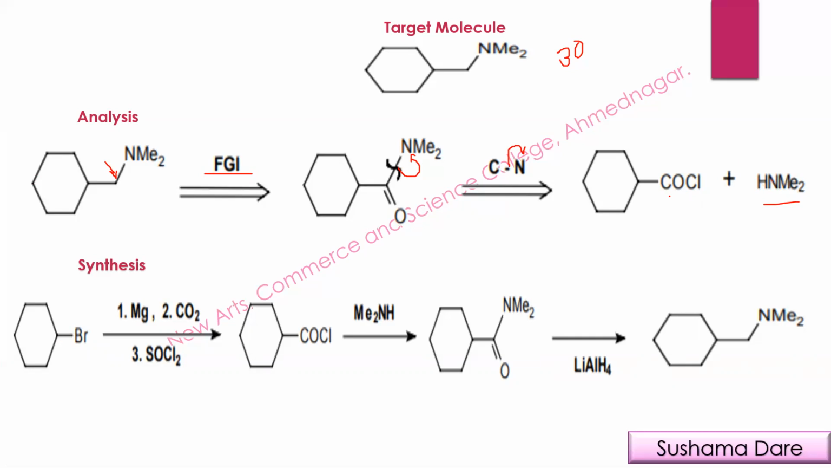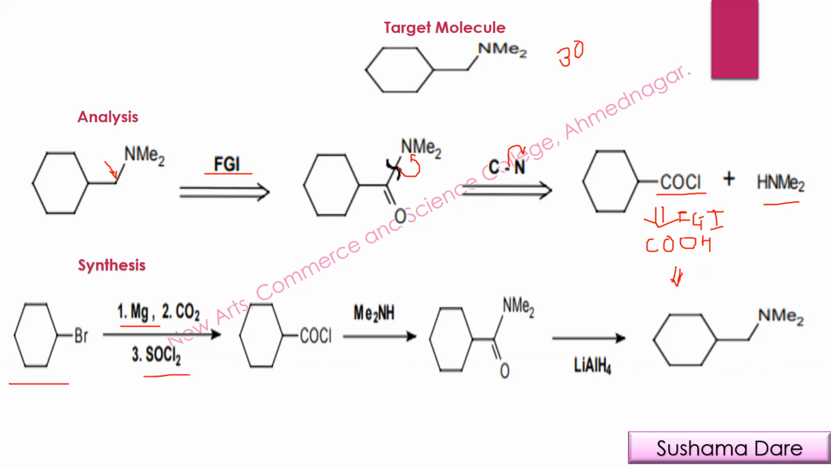For the acid chloride, the retro of this is FGI. After FGI, it gives COOH, so this COCl is converted to COOH. And what type of acid is it? It is an RCOOH. Whenever it is an RCOOH, the best option is a retro-Grignard reaction. You can see in the synthesis: cyclohexyl bromide, treat it with magnesium first, and it gives cyclohexyl magnesium bromide. Then you attack it on carbon dioxide, so it gives cyclohexane carboxylic acid.